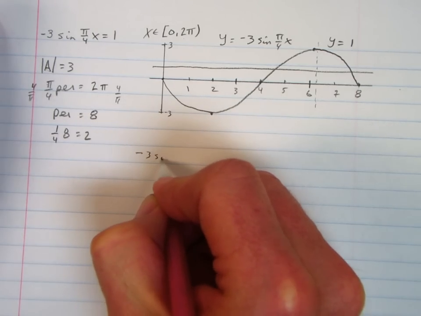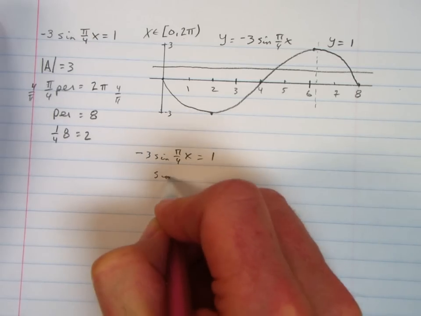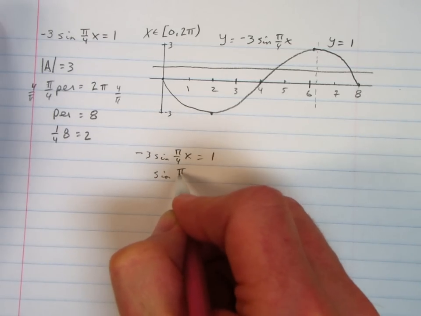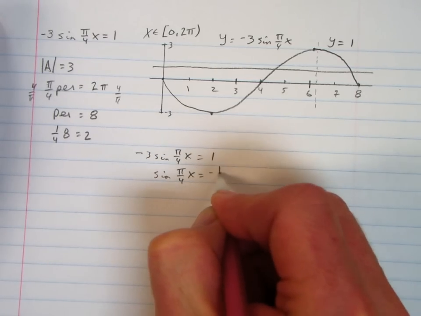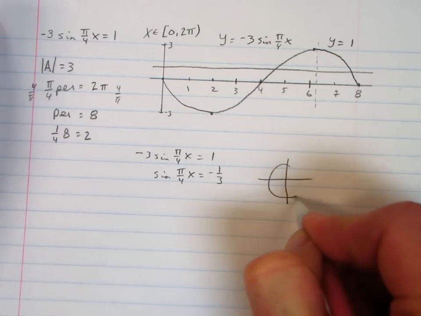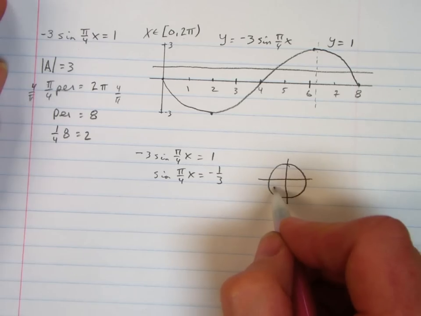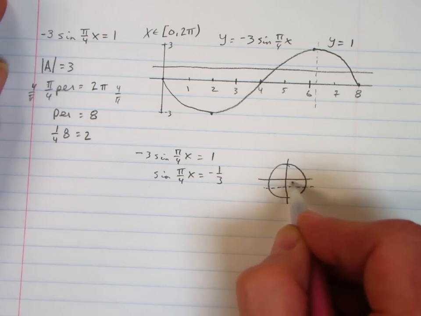We have -3 sine pi over 4x equals 1. Divide by -3, so we have sine of pi over 4x equals -1/3. Set up our unit circle. On the unit circle, sine is our y value. We're going to go about -1/3 of the way down. So we'll have 2 values here.